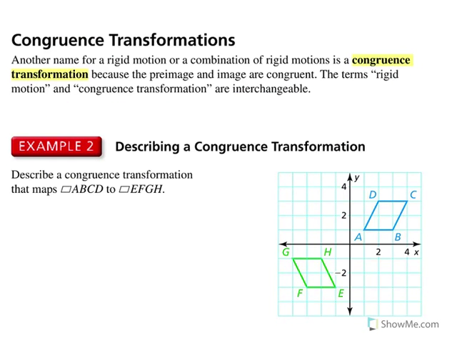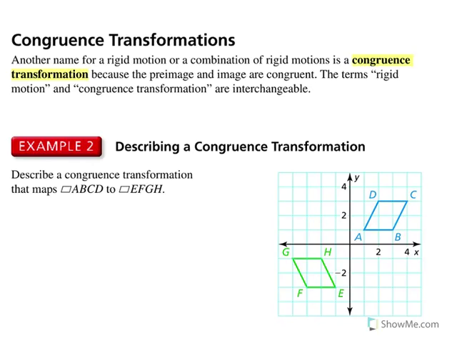So each of the ones in the last example went through one transformation. We had a reflection, we had a rotation, and then we also had a translation. When we have congruence transformations, we can also have them that have a combination. So like we said earlier, they could also be translated and reflected. They would still be congruent. The pre-image and the image would still be congruent because they went through only rigid motions.